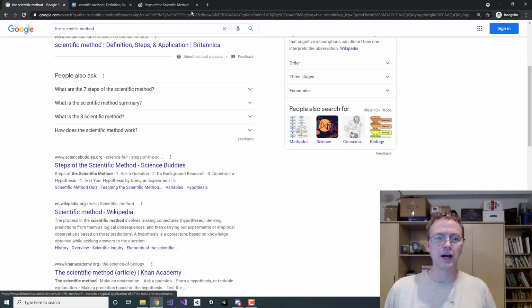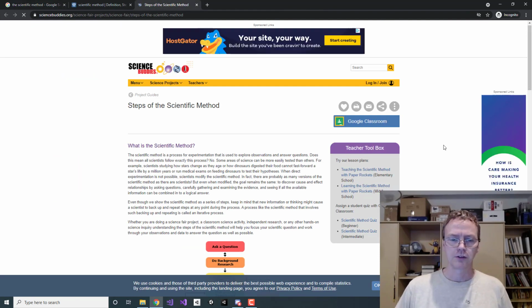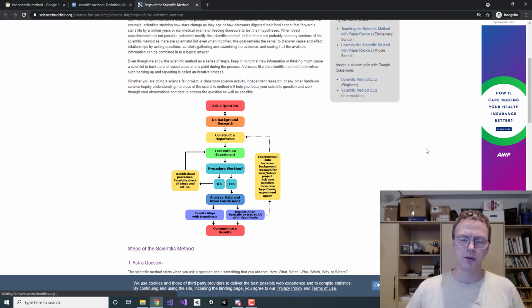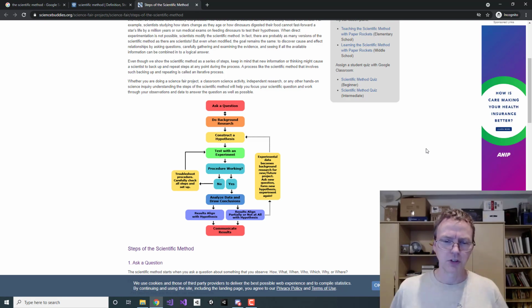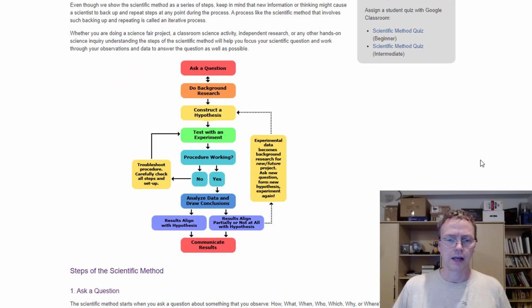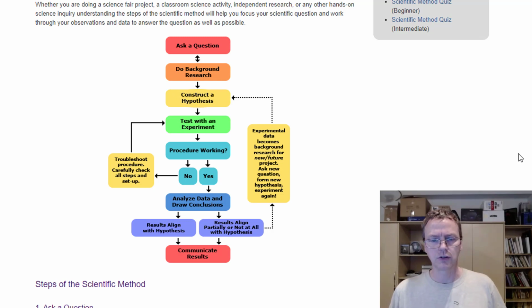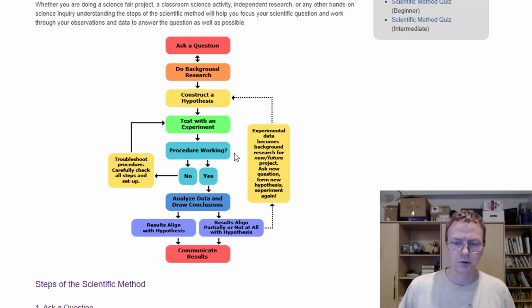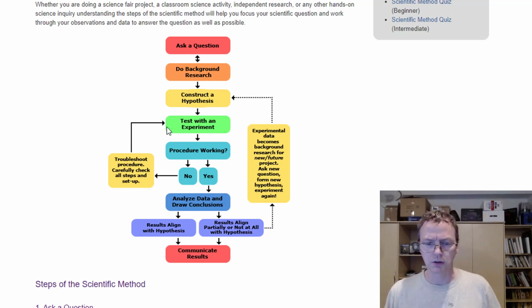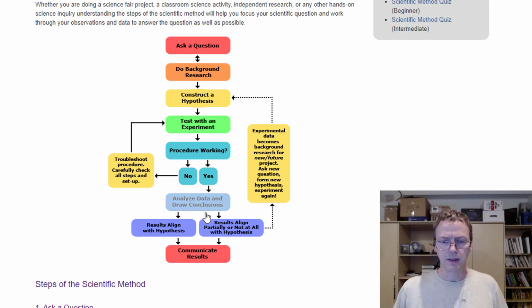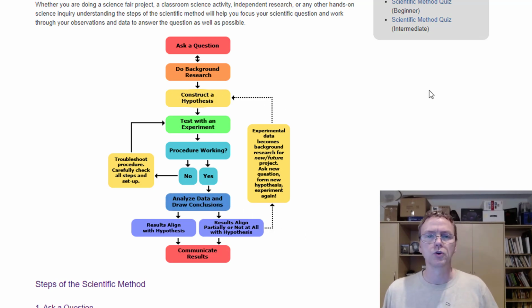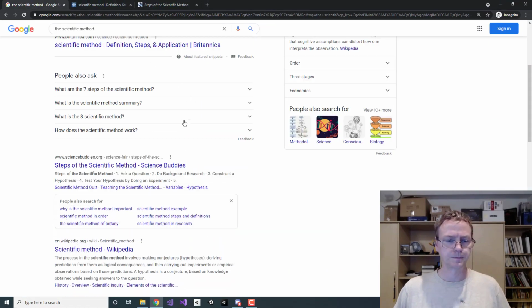ScienceBuddies.org. What have you got for me, Science Buddies? Science Buddies has a similar flowchart. This one's a little bit more top to bottom. What do they got? Ask a question, do background research, construct a hypothesis, test with an experiment, procedure working. Oh, okay. What if the procedure's not working? Something in there. Analyze and draw conclusions. And then they got this loop back up. Do it again. Okay. Who's next?